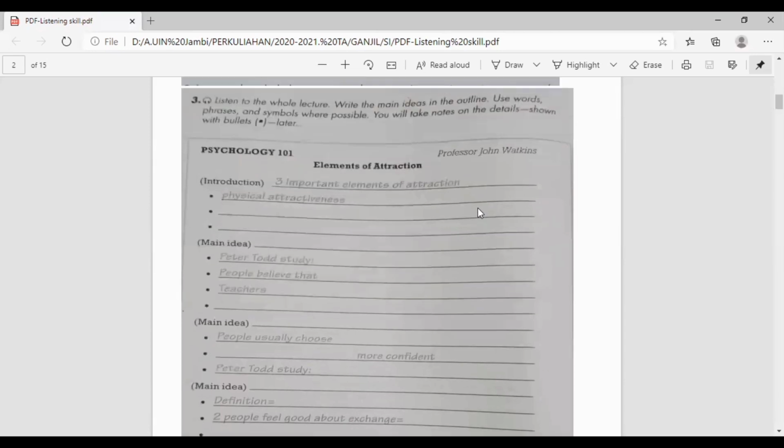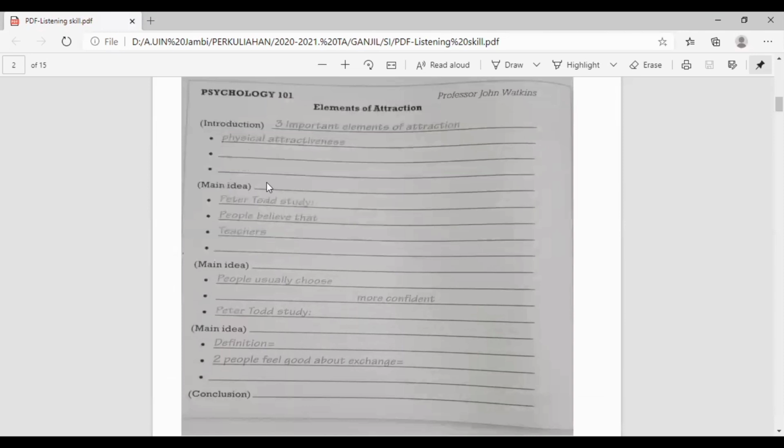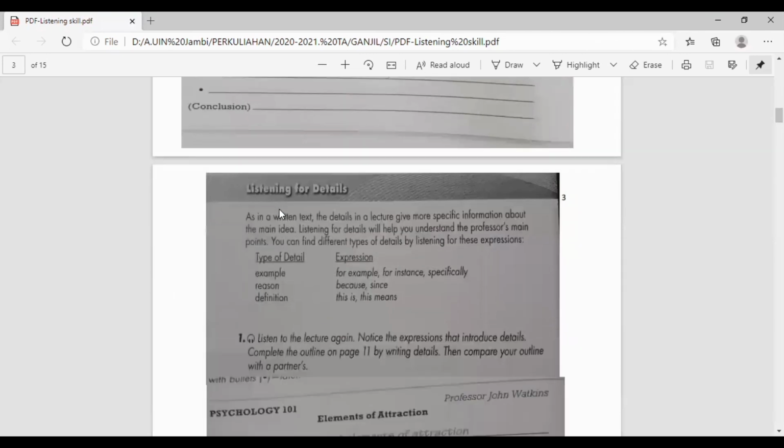Okay, well, everyone, later on I will see your handwriting about the three important elements of attraction, based on the lecture. Okay, now let's continue to listening for details.